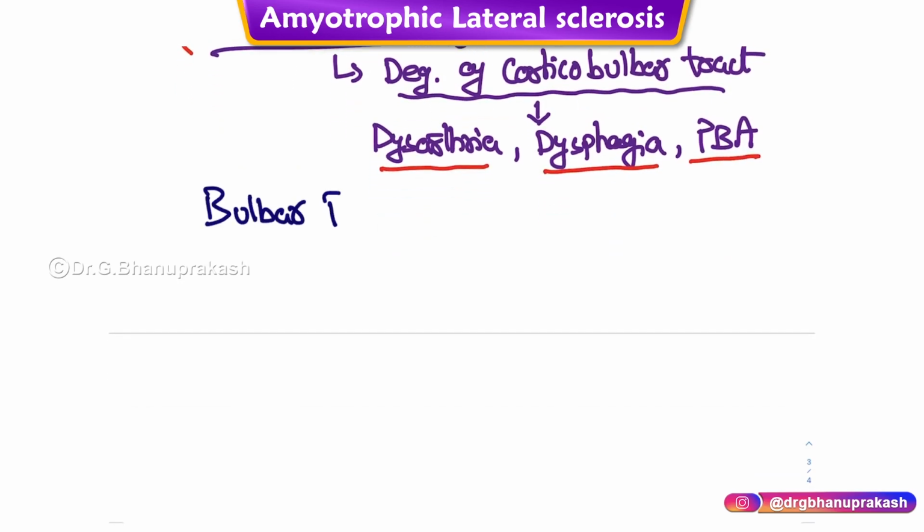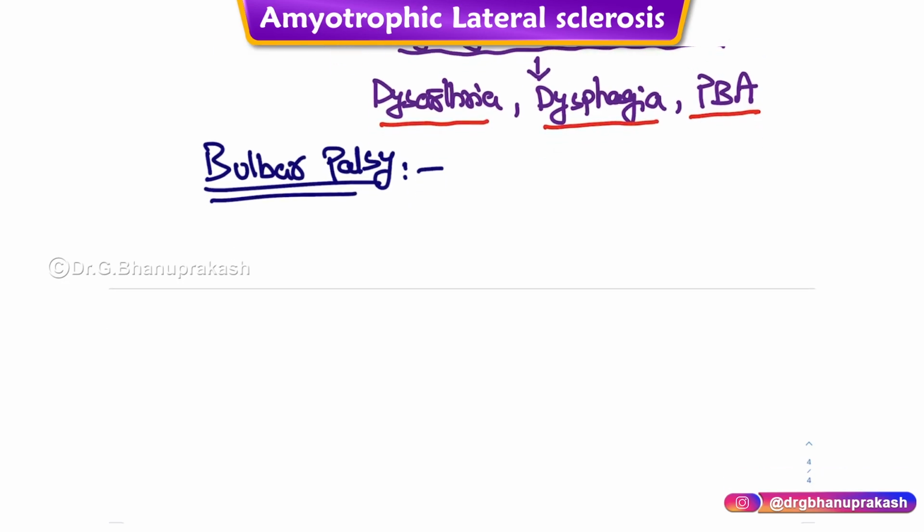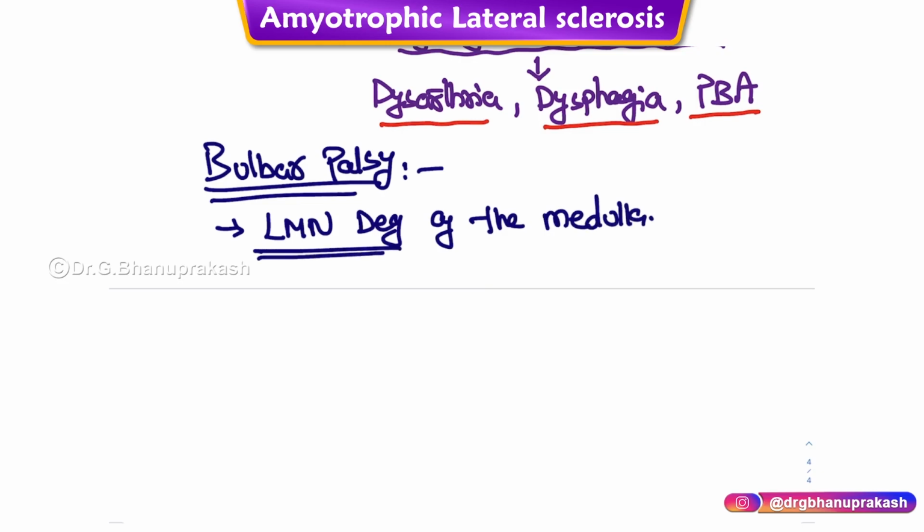Bulbar palsy. Okay, let's see what this is. Bulbar palsy is mainly due to lower motor neuron degeneration of the medulla. So what will it be? Lower motor neuron degeneration of the medulla. Remember this point: lower motor neuron degeneration of the medulla.